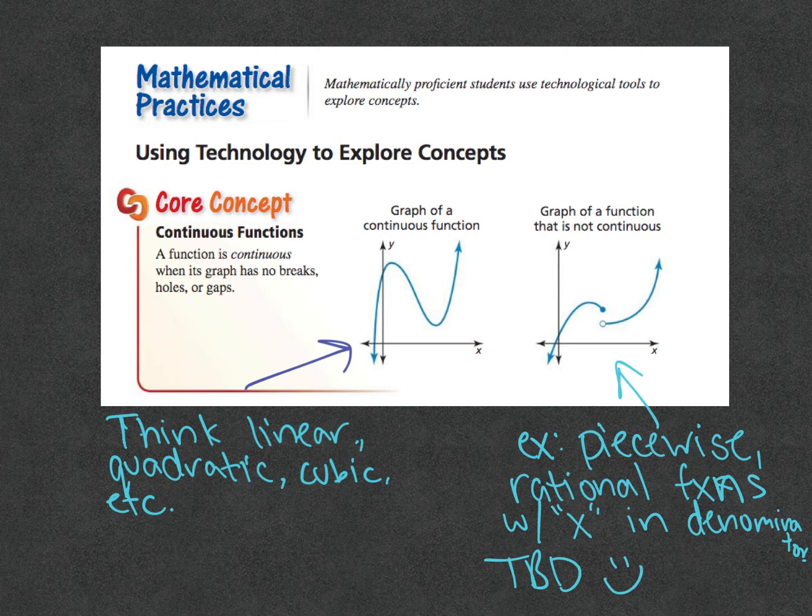So all of that is TBD, but I want you guys just to write down that core concept, what the graph looks like of a continuous and what the graph looks like of a not continuous, or we call that discontinuous. And then my examples, and then we're going to get into that next example video, which you guys will be using Desmos for on your homework assignment, not a regular graphing calculator.